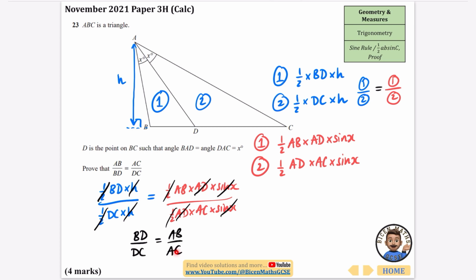The only trouble is we want the AC to be in the numerator and the DC to be in the denominator, and we want the BD to be in the denominator and the AB to be in the numerator. So what we need to do for this is we just need to say that I'm going to multiply up by the AC, so we get BD times AC all over DC is equal to AB. Hang on a second, yeah, that's good. And then I'm going to divide by BD, so I get AC over DC is equal to AB over BD, which is the same thing we've got here, but just written the other way around.